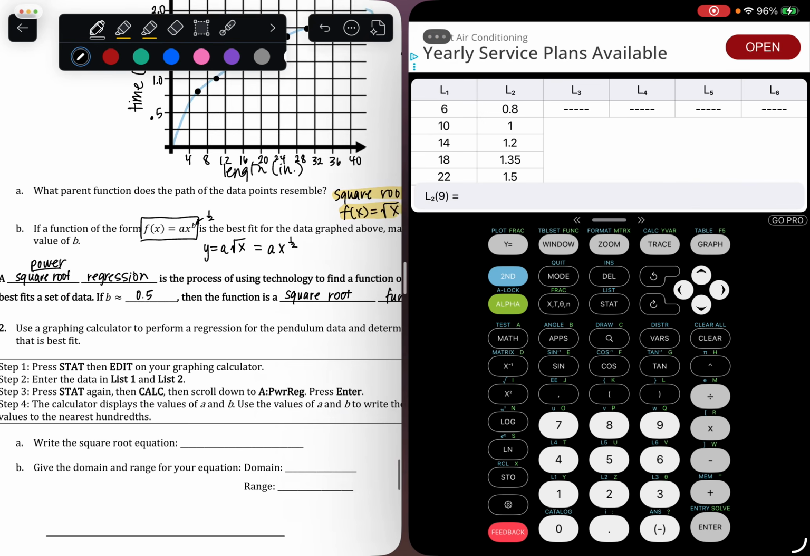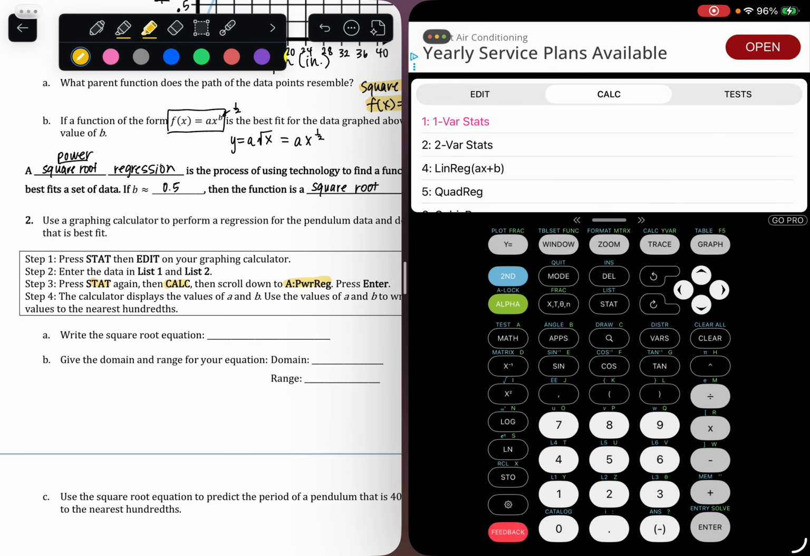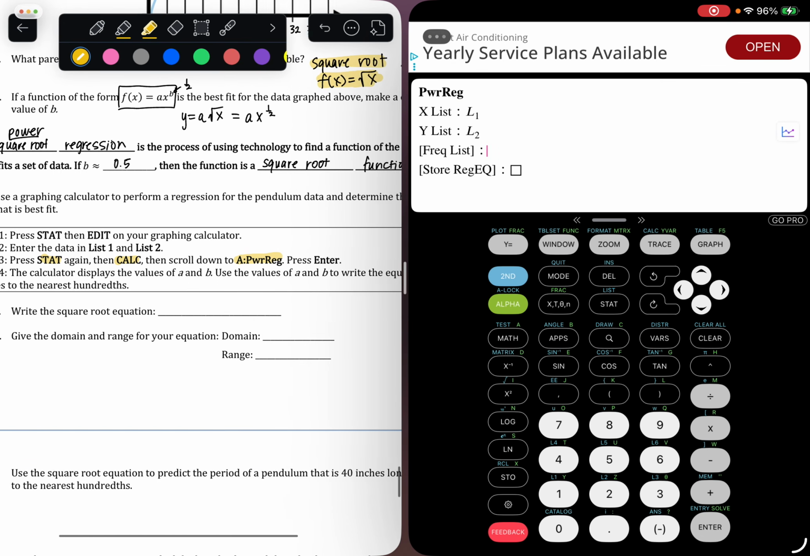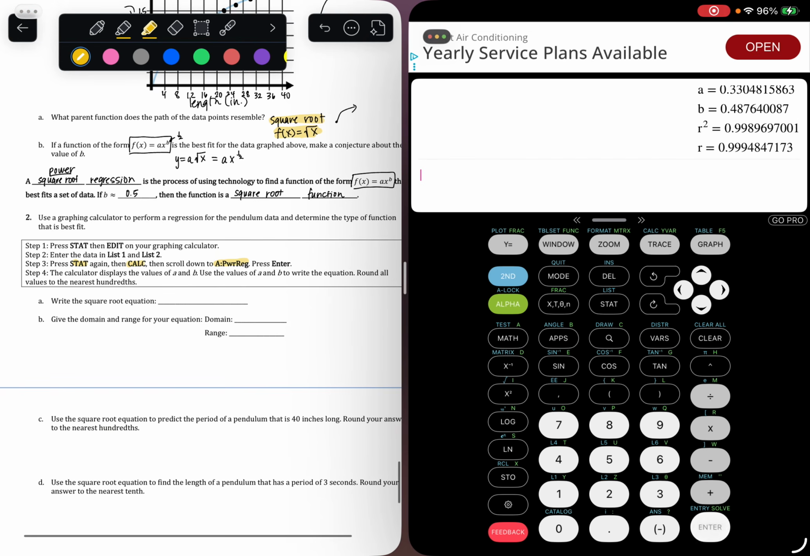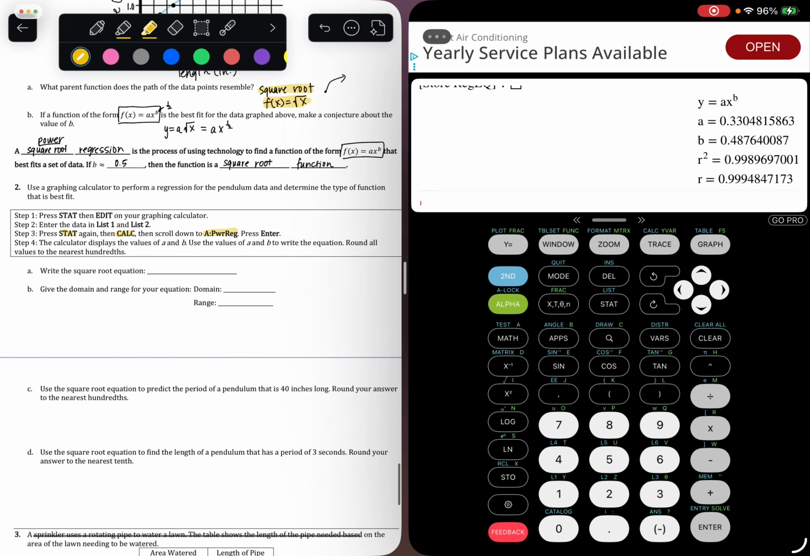Once you've entered your data, you are going to press stat, calc, and then option A for power regression. So press stat, go to the right where it says calc, and if you press the up arrow, you'll get there faster because it's at the very bottom, power regression. Then you go to the bottom and press calculate. You're going to see an a value and a b value. Those are the values you care about.